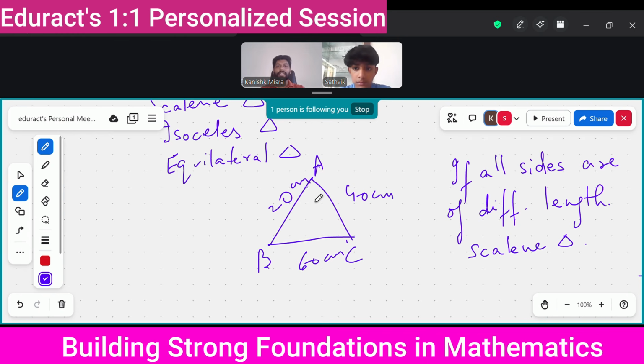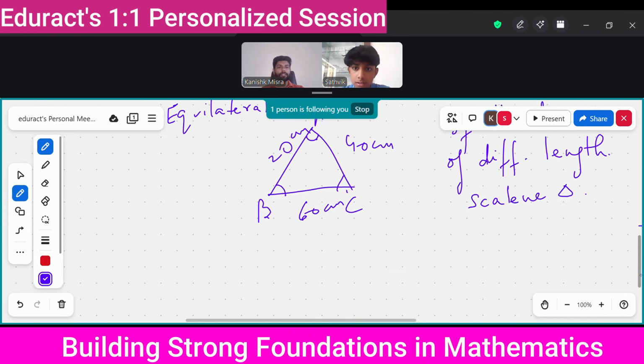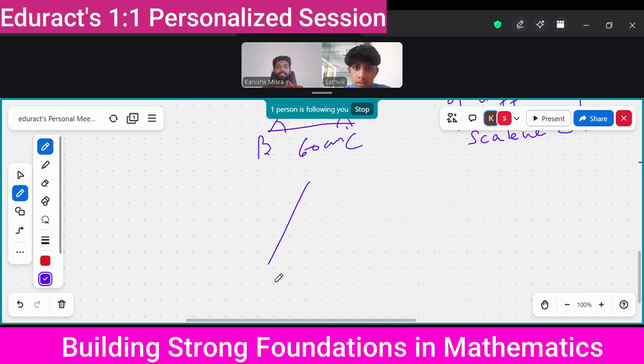As well as if all the angles are of different measure, then also it is a scalene triangle. So what is a scalene triangle? If all sides or all angles are of different length, it becomes a scalene triangle. The other triangle that comes is isosceles triangle.